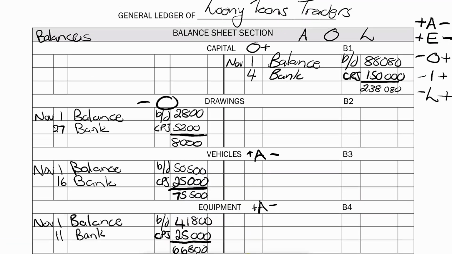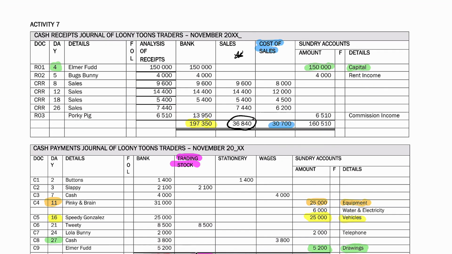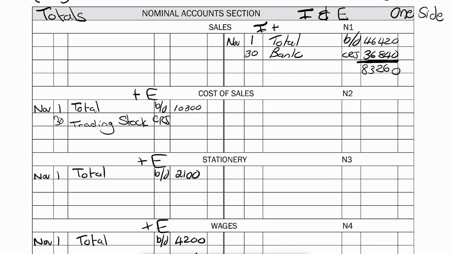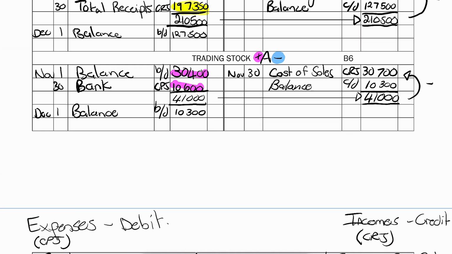And what we need to do is go to our CRJ, where we have a cost of sales column on November the 30th, and we sell 30,700 Rand worth of stock. So we stick in our 30,700. We total that up, which should give us 41,000 rand. Alright, that's cost of sales done and dusted.